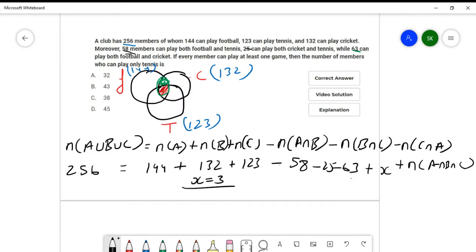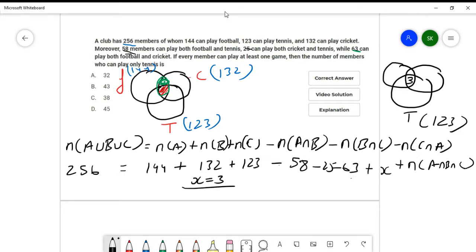Now let us come back to the Venn diagram. I am making another Venn diagram to clear you easily. Now see this. Now this value is represented as 3. Okay, now this was of tennis and this total was 123. Okay, now come back to the information. It says 58 members can play both football and tennis.